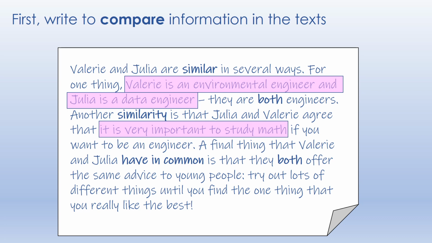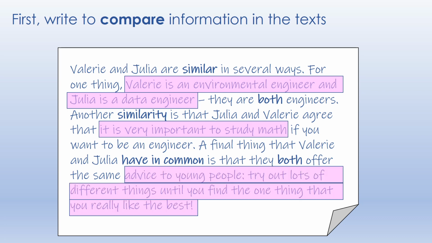Reading on, a final thing that Valerie and Julia have in common is that they both offer the same advice to young people. Try out lots of different things until you find one thing that you really like the best. And again, that is my last piece of information that was similar between the two texts. So as you can see, I've taken those similarities and I have incorporated them into a paragraph where I have also used those signal words that tell me that I am comparing two things, talking about how they are similar.